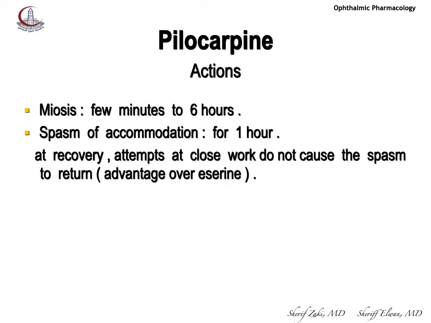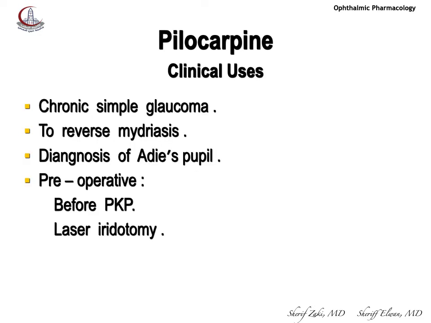Actions of pilocarpine are miosis that lasts for a few minutes to 6 hours, and spasm of accommodation for 1 hour. At recovery, attempts at close work do not cause the spasm to return, and this is an advantage over Eserine or physostigmine. Its clinical uses are in chronic simple glaucoma, more modern name primary open-angle glaucoma, to reverse mydriasis, for diagnosis of Adie's pupil, and preoperatively before penetrating keratoplasty or laser iridotomy.